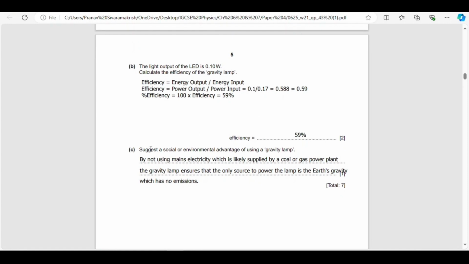And then the next question says, suggest a social or environmental advantage of using a gravity lamp. So you're not using mains electricity, so it's not a lamp that's plugged into the main source.